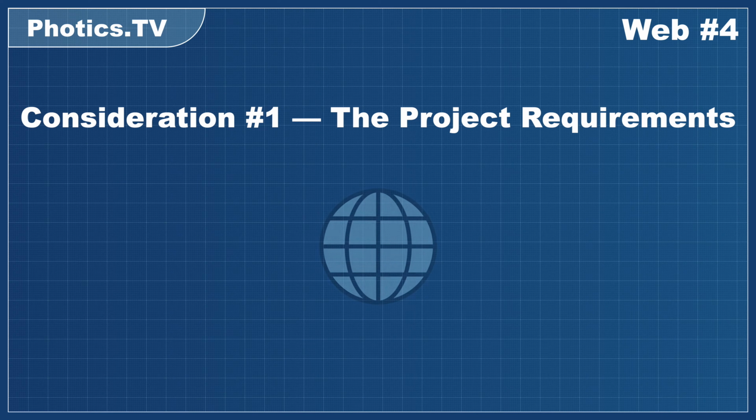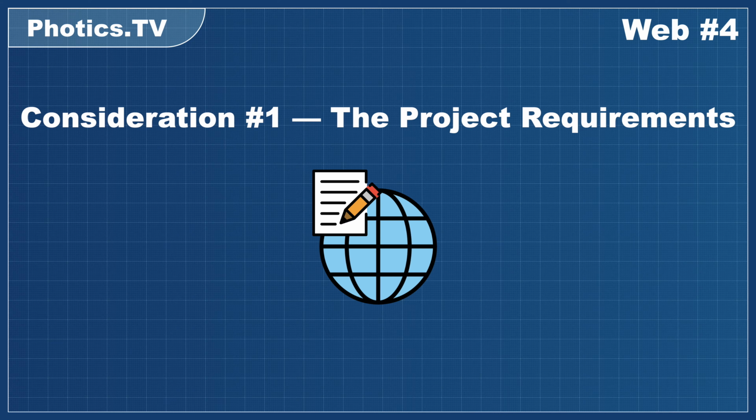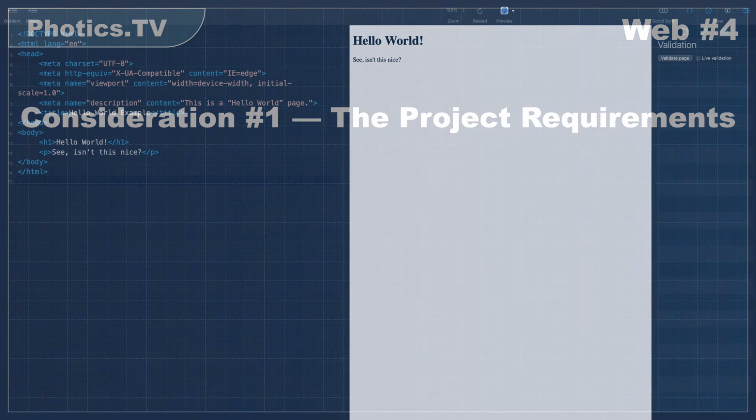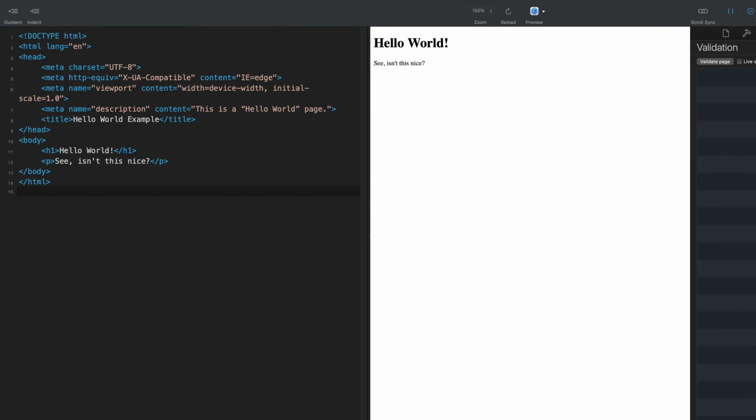The first consideration is the project's requirements. The more complex your website, the greater the demand on your web host. While the technical requirements for a website can be vast, there are 4 general software components to powering a website. The first component is the ability to host static files. The Hello World tutorial from the first web video is a perfect example.